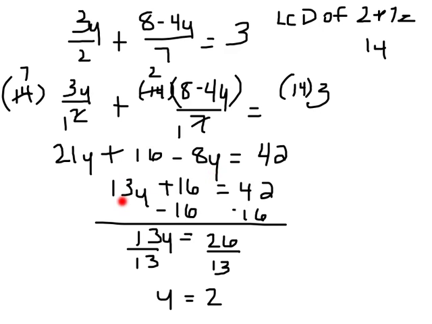21 minus 8 is 13y plus 16 equals 42. From there, I'm going to subtract 16 on both sides, and I get 13y equals 26. And when I divide by 13, I see that y is equal to 2.